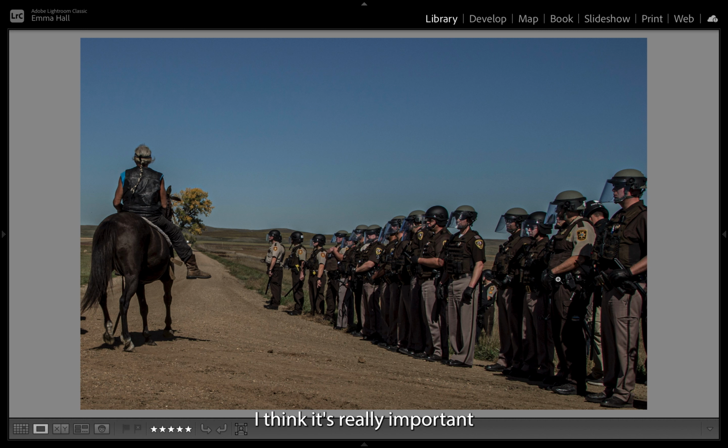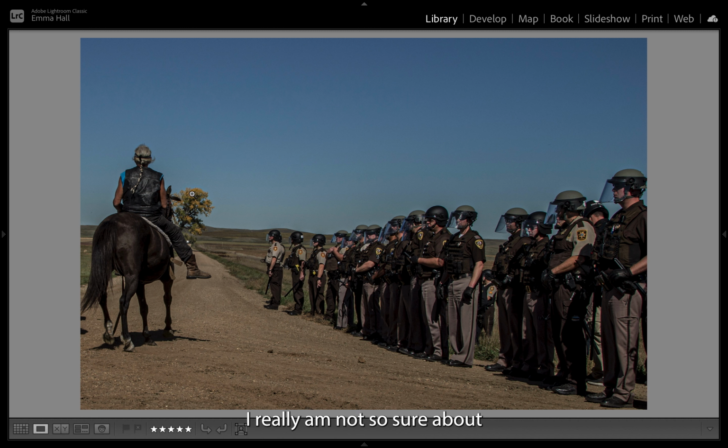With this photograph, I think it's really important because, again, this is a Native American man, one of the elders that organized a lot of the direct actions. We have him on his horse, and then we have another line of police officers. We're all standing in a field. Unfortunately, this day was super bright and sunny. It didn't offer a lot of dramatic lighting or anything like that.